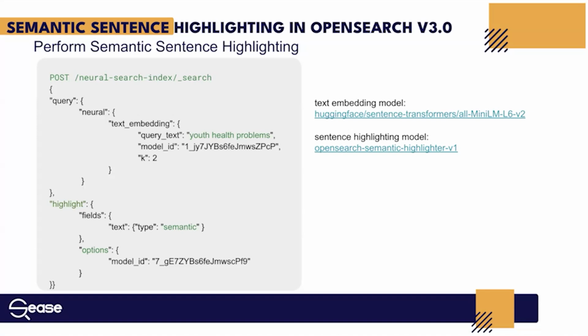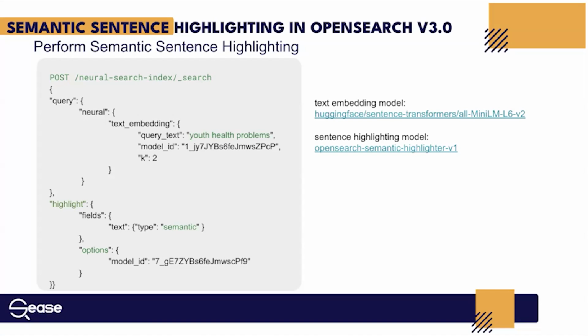And then the next part is the highlight part. This is another model, for the text-meta model, and this is for the highlighting part. So we have to provide here the type as semantic, so that is semantic highlighting. If we skip this part, it will just use keyword highlighting, which is like exact matching. Then another mandatory option is the model ID, which we have to pass here for the semantic one. So in our case, we're using the sentence highlighting model. It's available on Hugging Face, called OpenSearch Semantic Highlighter V1.